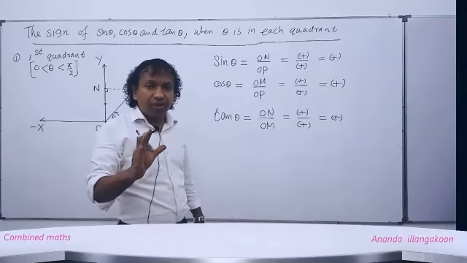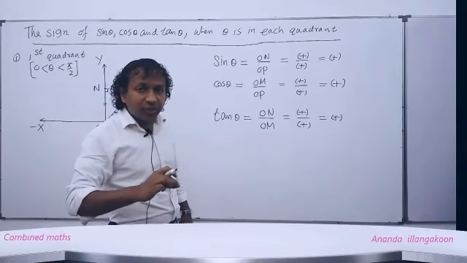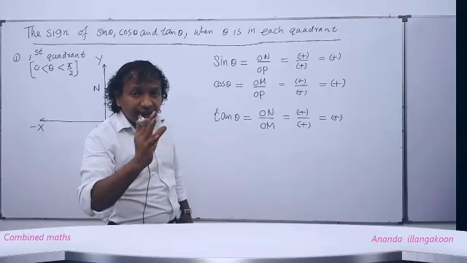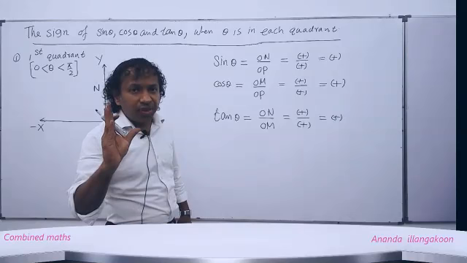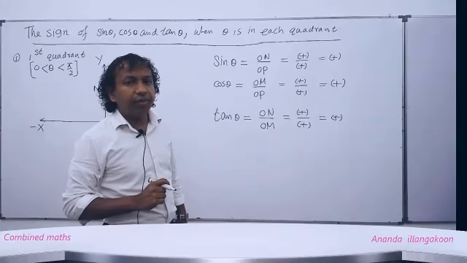positive sign when this angle is in the first quadrant, or when OP is in the first quadrant, and the angle is between 0 and 90. For such angles, all three ratios sine, cos, and tan become positive.